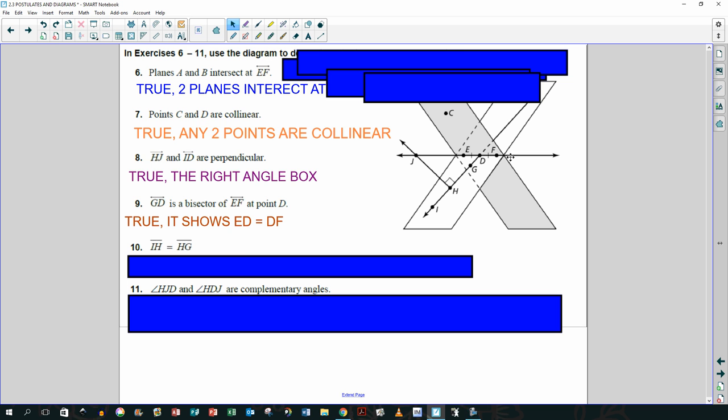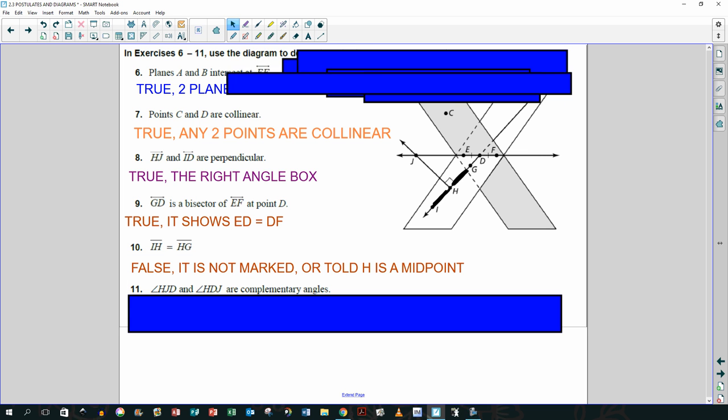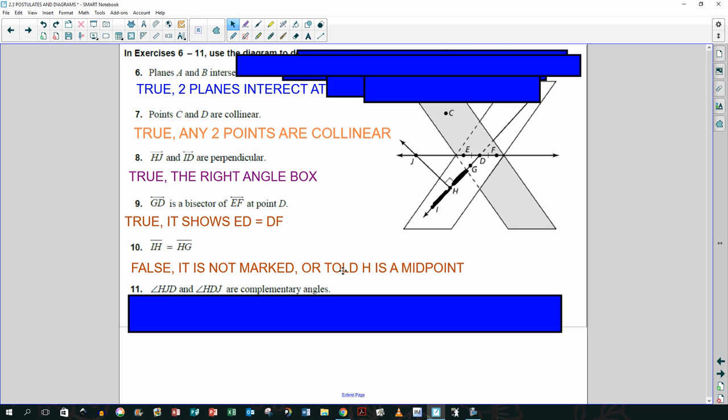IH equals HJ. IH is from here to here. So here's IH and HJ. It does not tell me that they're congruent, so they're not. So false, it is not marked or told H is the midpoint.